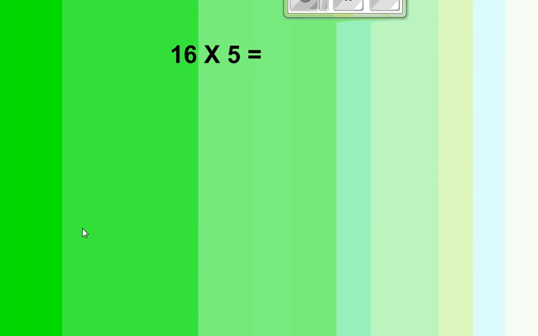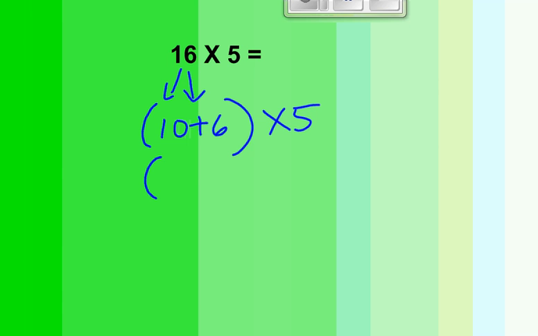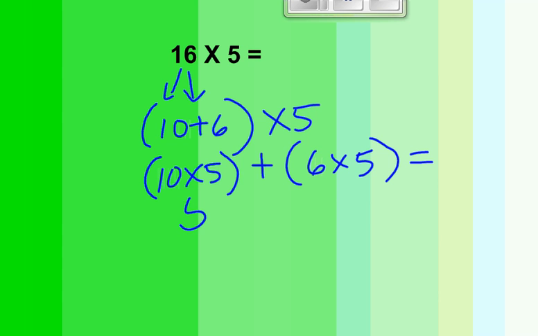But if I have 16 times 5, once again, if I look at here, I know I have a 10. I can break the 16 up. I have 10 plus 6 in my addition sentence times the 5. I'm going to distribute the 5, and I have 10 times 5 plus 6 times 5, 50 plus 30, and 50 plus 30 equals 80.